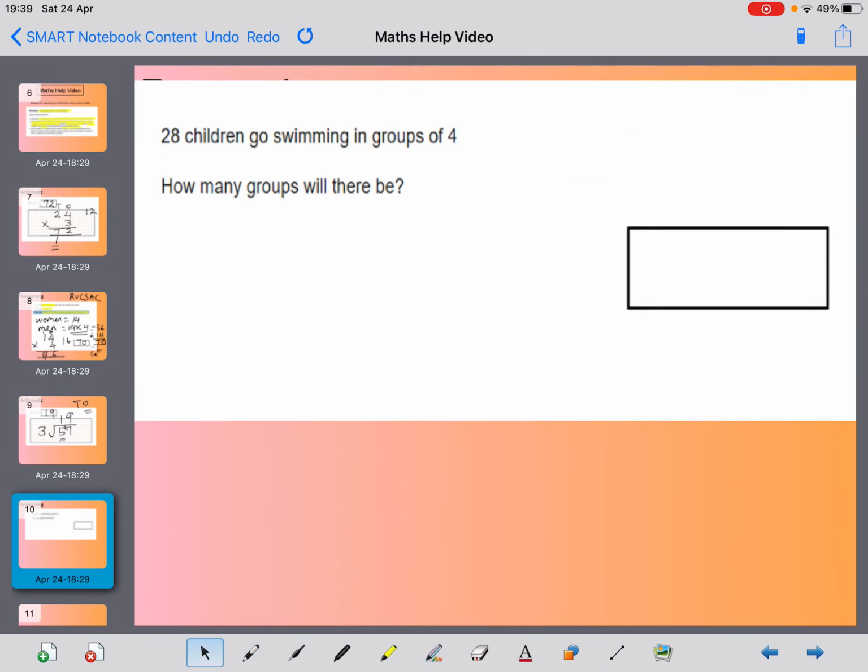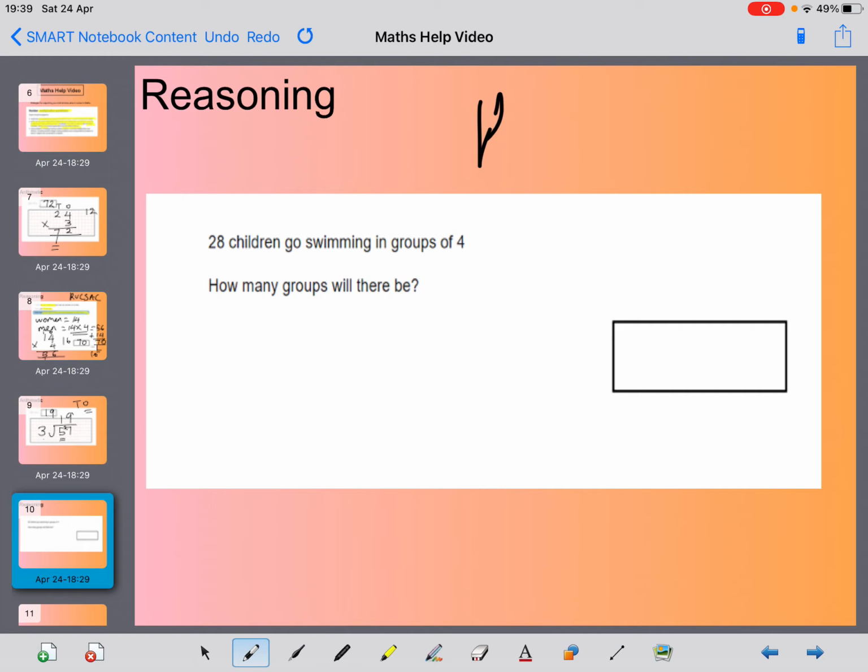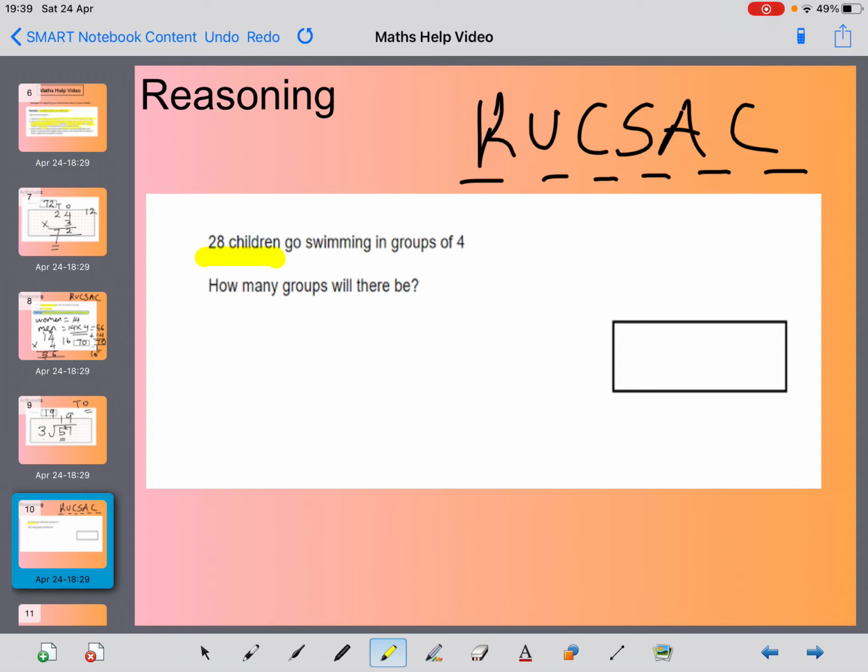So here we have a reasoning problem. Always applying my rucksack. So I read the question, underline, calculate, solve, answer, and then check. So 28 children go swimming in groups of 4. How many groups will there be? So I know that 28 children go swimming, groups of 4. How many groups will there be? When I hear the word groups, the children are encouraged to know that equal groups or groups also means division. So my calculation will be 28 divided by 4. So I have to use my column division, my bus stop division, to help me with that.